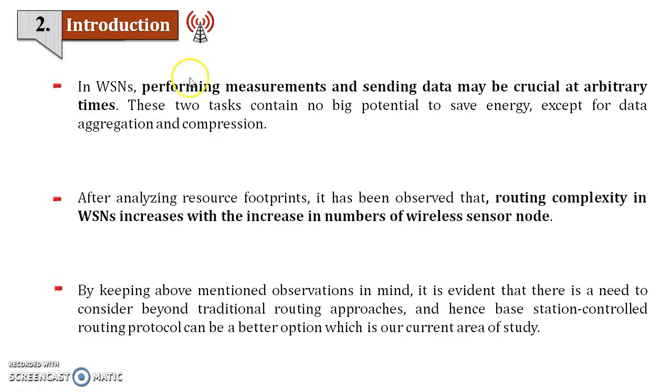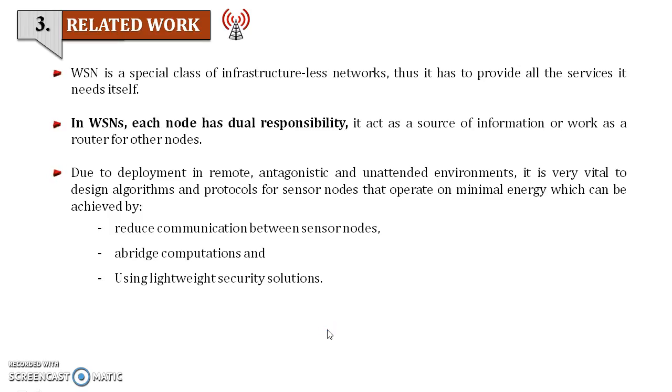In WSN, performing measurement and sending data may be crucial at arbitrary times. These two tasks contain no big potential to save energy except for data aggregation and compression. After analyzing resource footprint, it has been observed that routing complexity in WSN will increase with the increase in number of wireless sensor nodes. Keeping this observation in mind, it is evident that there is a need to consider beyond traditional routing approaches, and hence a base station controlled routing protocol can be a better option, which is our current area of study. Next is the related work.